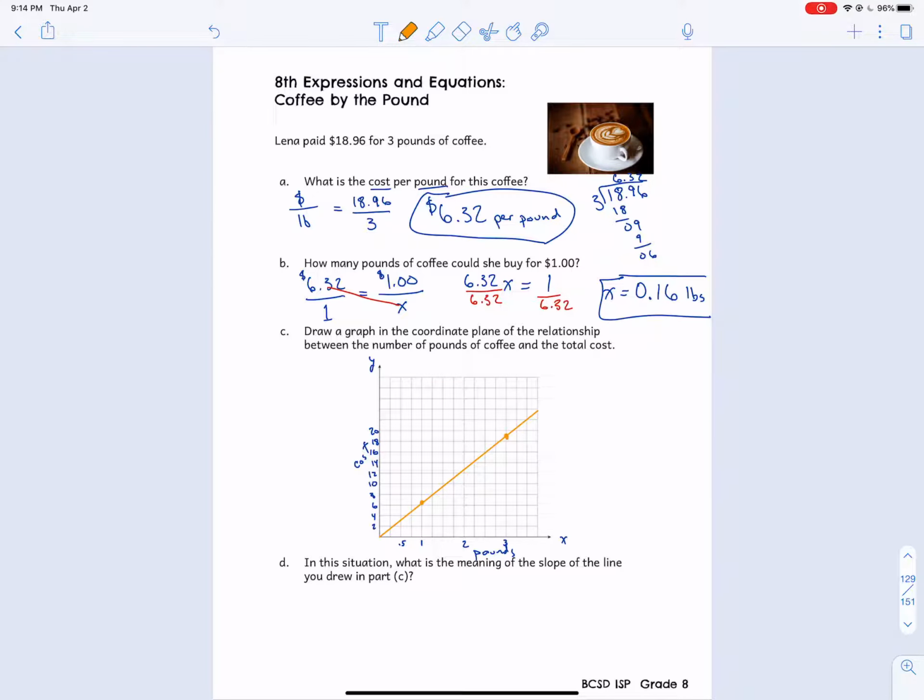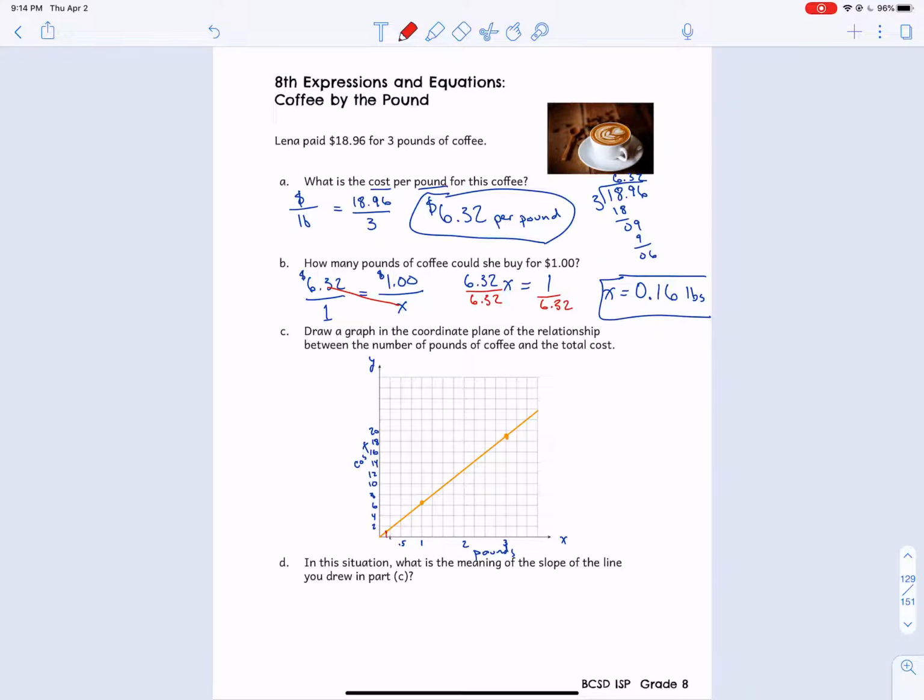Okay, so let's see if we can find the answer for B. We wanted to know for $1. So if we look on our y-axis, we have $1 halfway between the 0 and the 2. And then we follow it over to the line. I'm going to do that in a different color. So that would be about here, right? And then we follow that down. So what is that number?